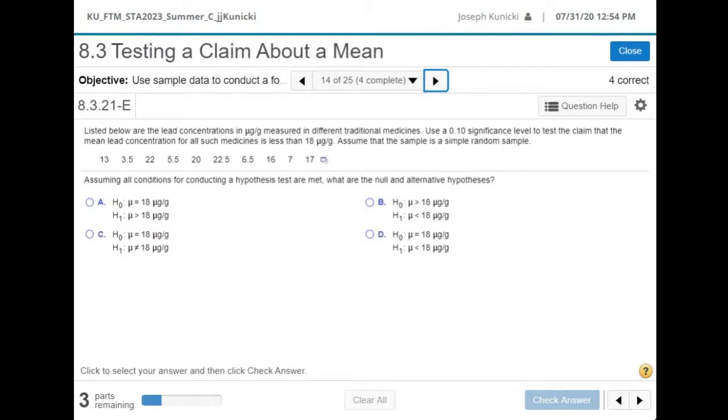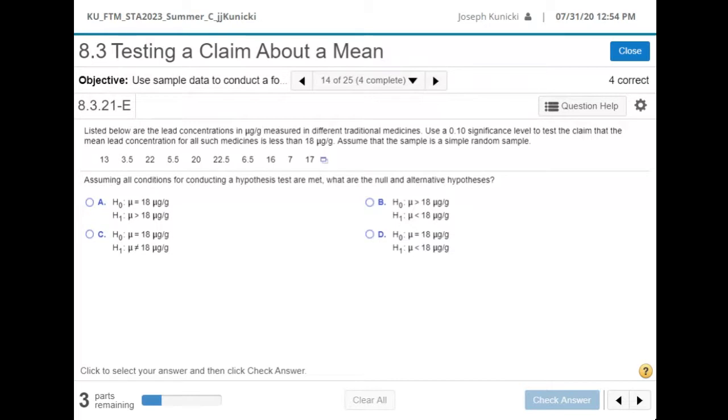it's very similar to the last one. It's just that instead of using summary, I'm going to use data. So first of all, just below are the lead concentrations in different traditional medicines. So we're going to use a 10% significance level to test the claim that the lead concentration is less than 18 milligrams. So the claim is that mu is less than 18 micrograms per gram.